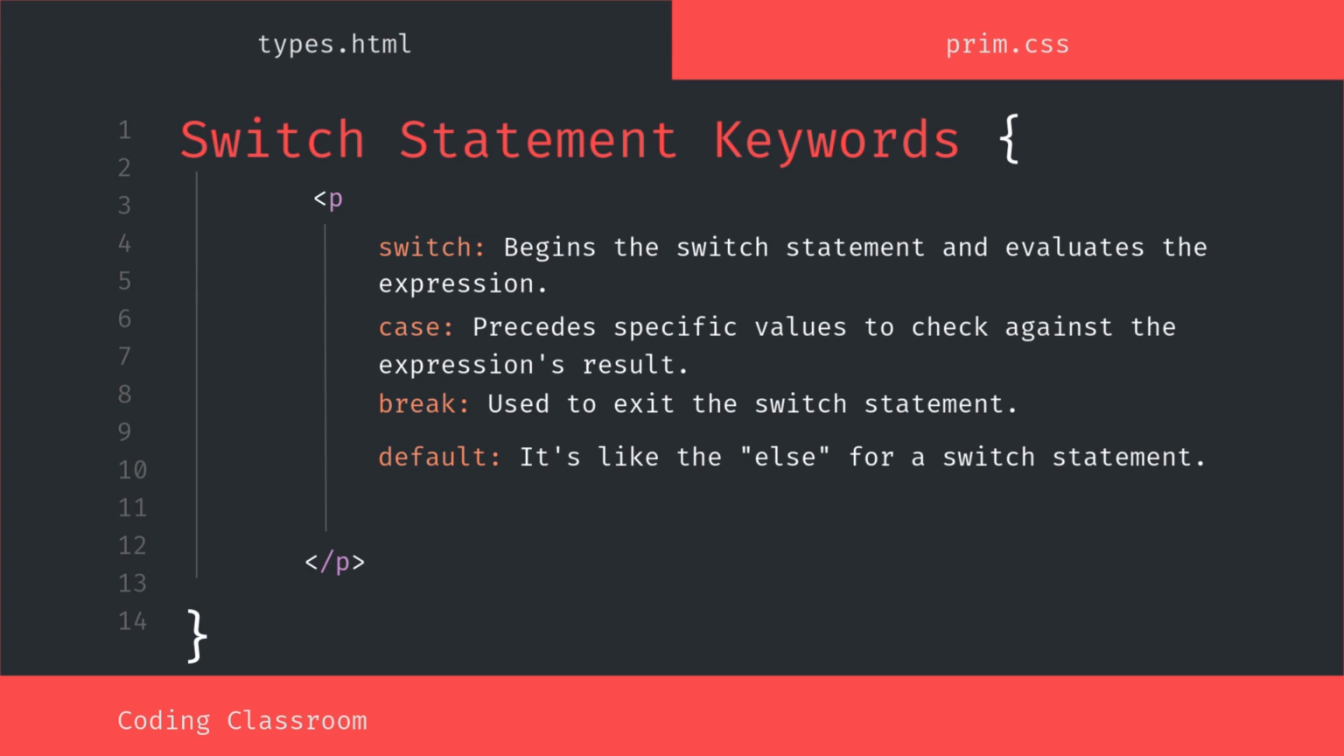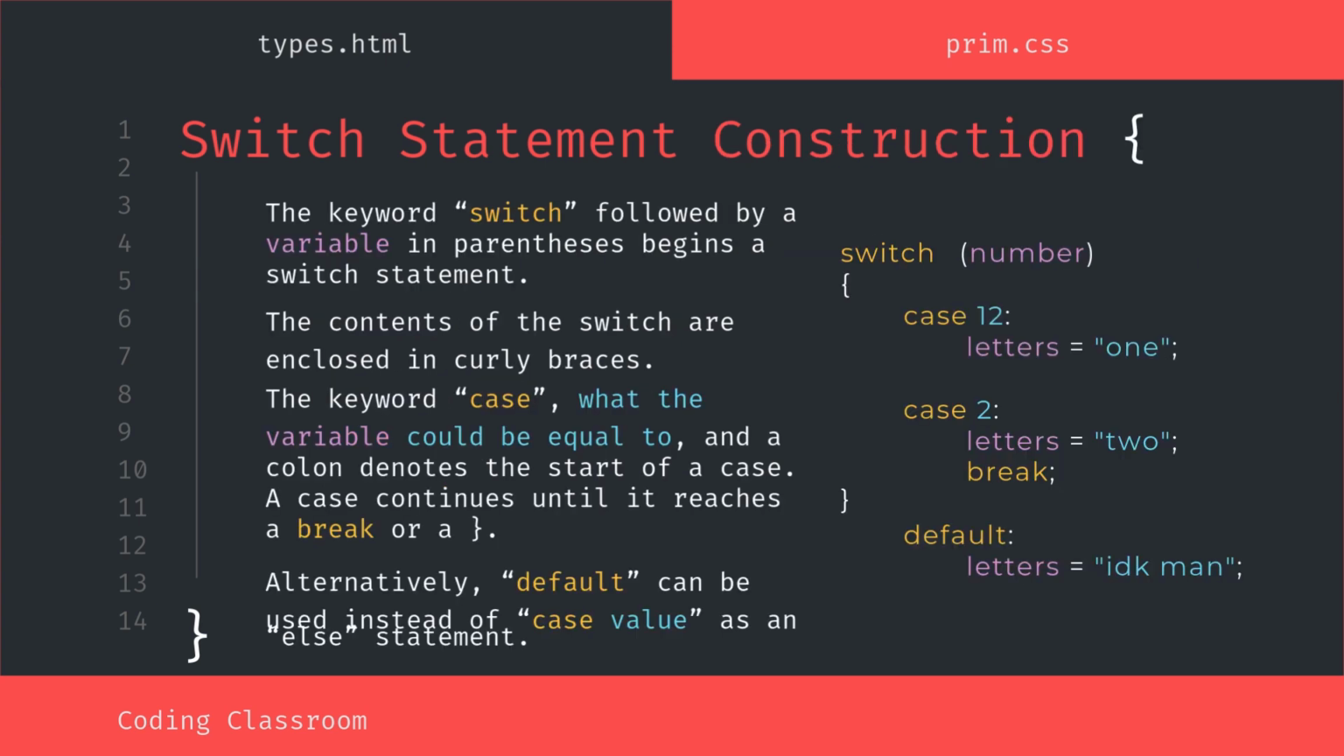Default. And finally, the default keyword. This acts as the safety net of the switch statement. If none of the cases match the expression, the program executes the code in the default block. It's like the else statement in an if-else structure. Let's see these keywords in action with an example.